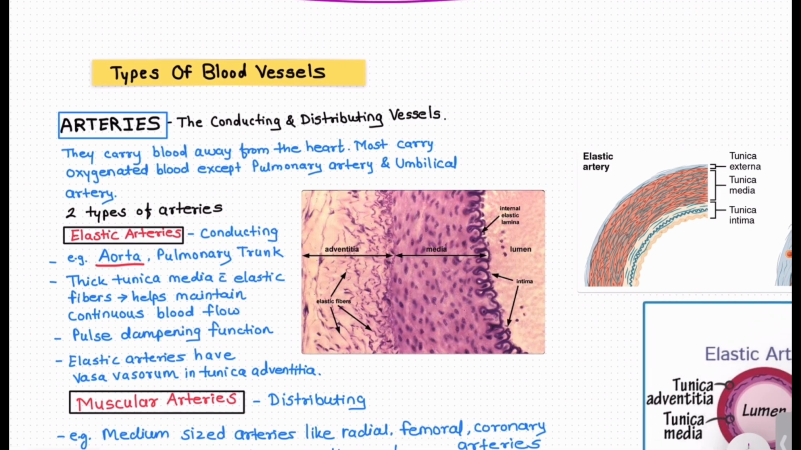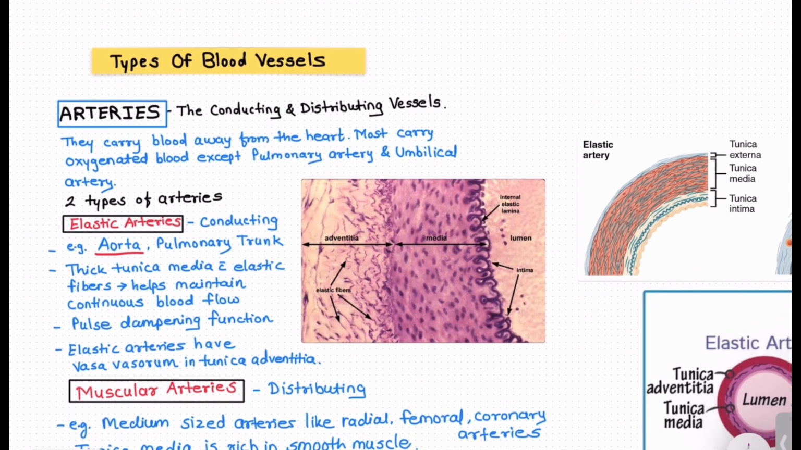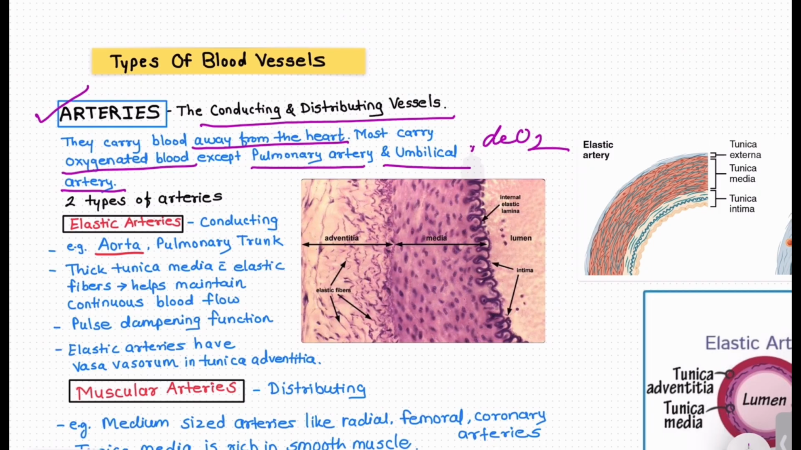First, we are going to learn about arteries. So, what are arteries? Arteries are the conducting and distributing vessels. They carry blood away from the heart. Most carry oxygenated blood except pulmonary artery and umbilical arteries. It means pulmonary artery and umbilical arteries carry deoxygenated blood. And all the other arteries, which are major arteries, carry oxygenated blood.